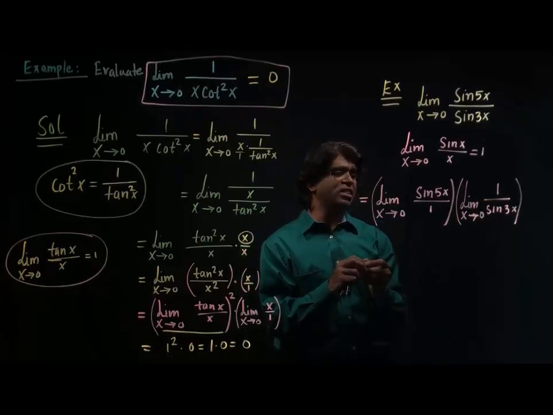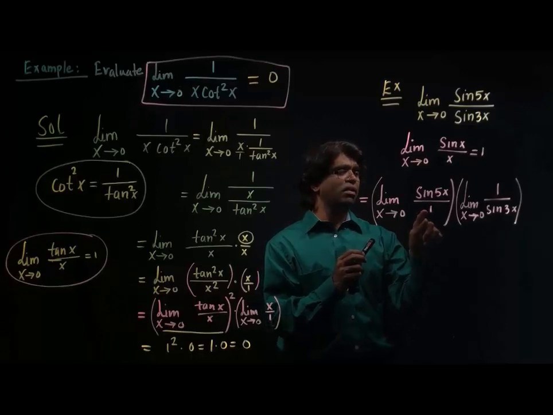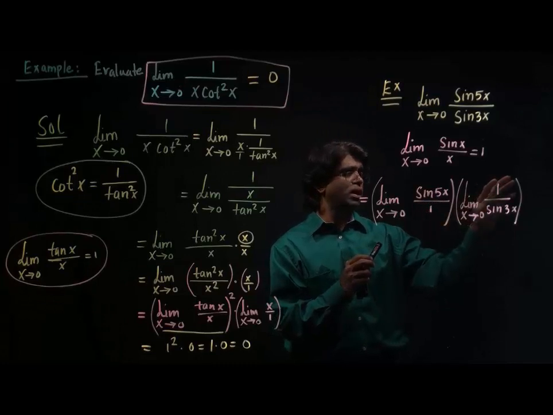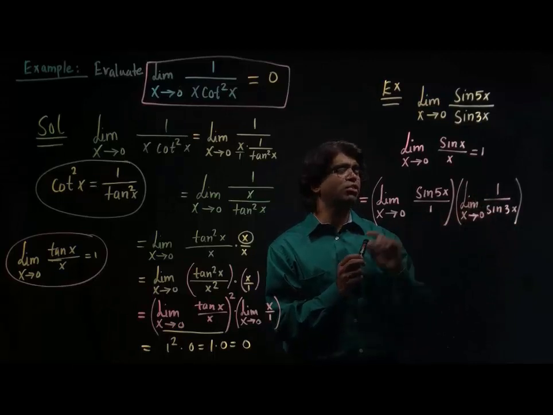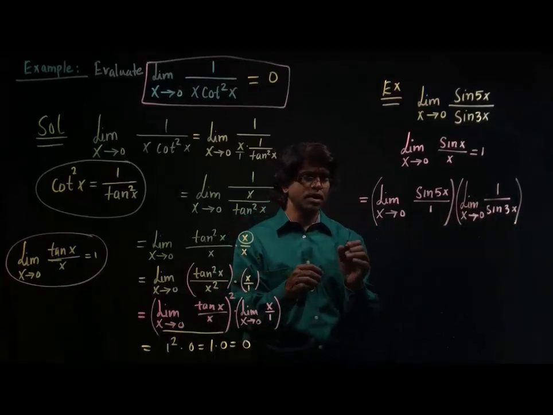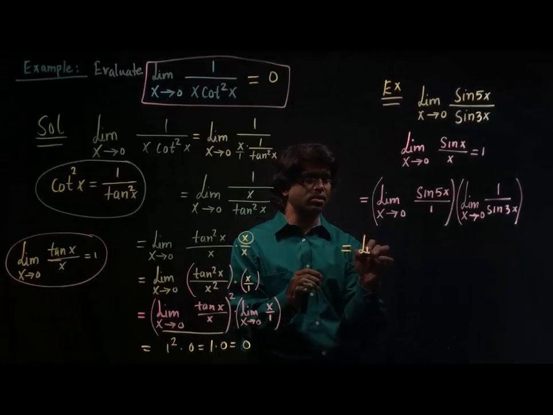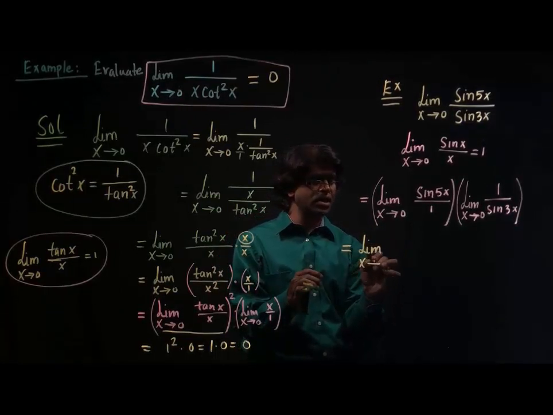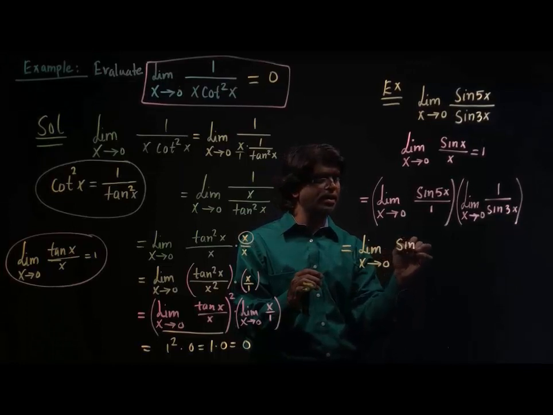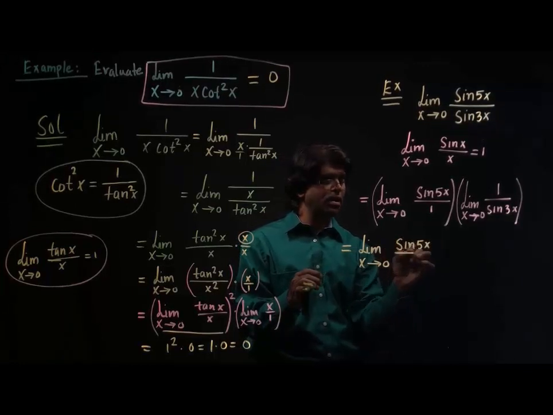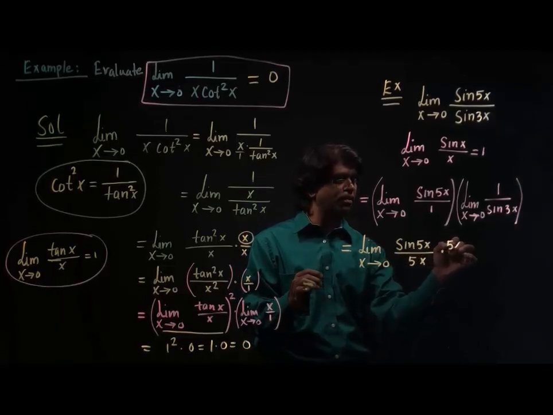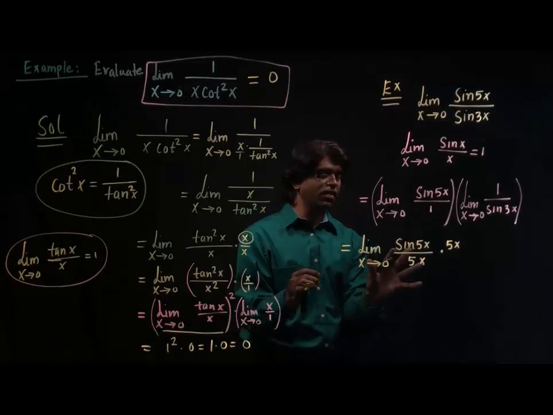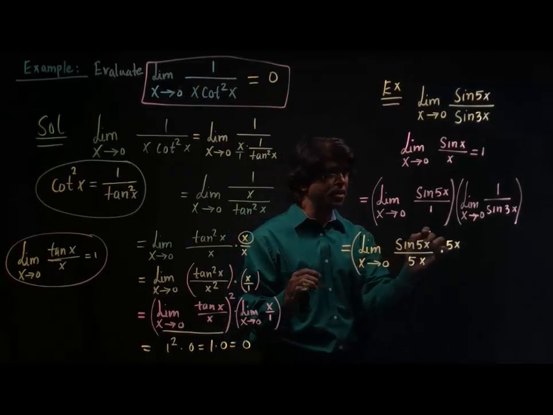So one way I can think of, if I multiply this one by 5x and divide by 5x, and 3x over here, multiply and divide by 3x, then I can have 5x over here and 3x over there. So that's what I'm going to do. I'm going to rewrite this expression as what? Limit x tends to 0, I will write sine 5x, and I will divide by 5x, and at the same time I'm going to multiply by 5x, right? This is my first term in the limit, right?